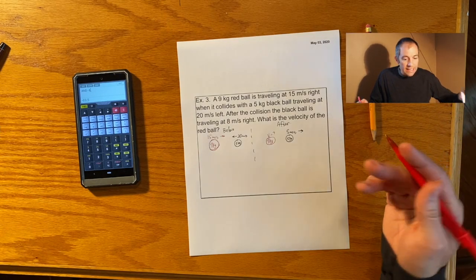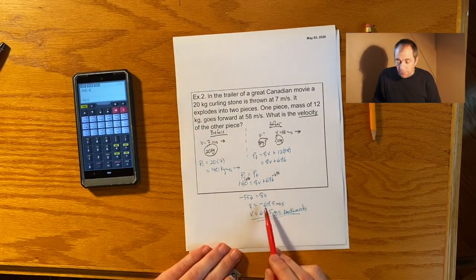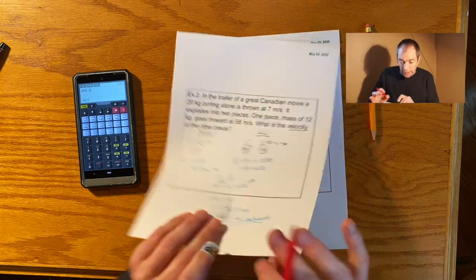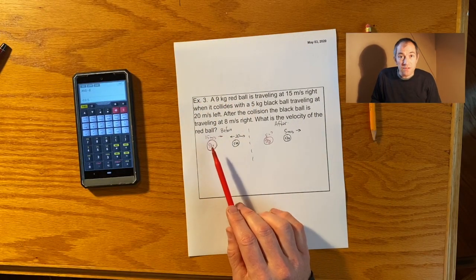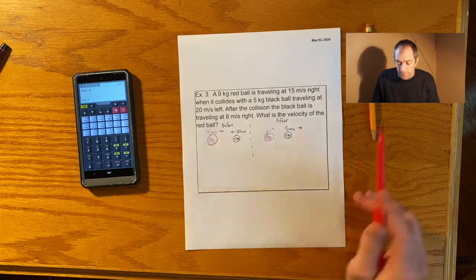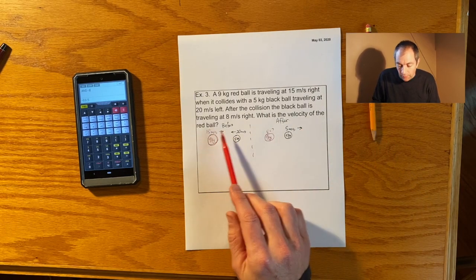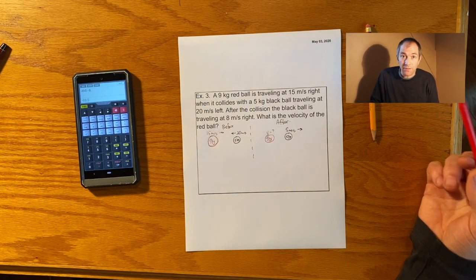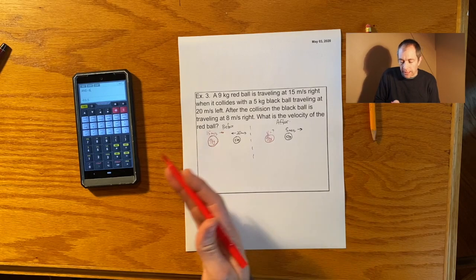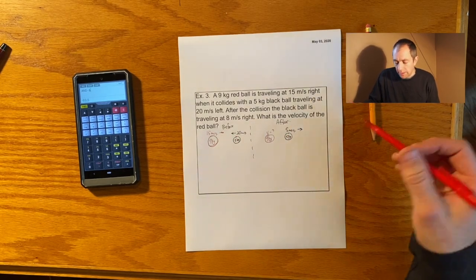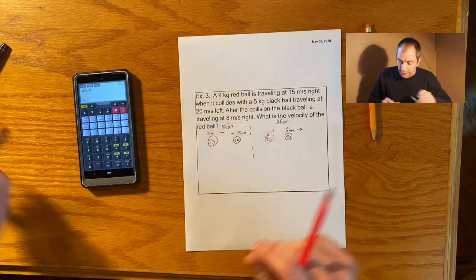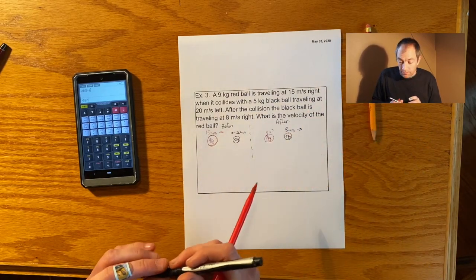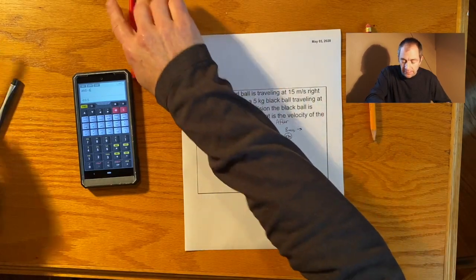So just as in this last example, where we ended up with a negative and we had to interpret it properly as it going backwards, here we're going to have to choose a direction to be positive, because I've got one going right and one going left. And just generally I say right is positive. Mathematically, on the x-axis, going to the right is positive. I can see the black ball afterwards is going right, so I may as well make right positive. And it's the same steps as before.